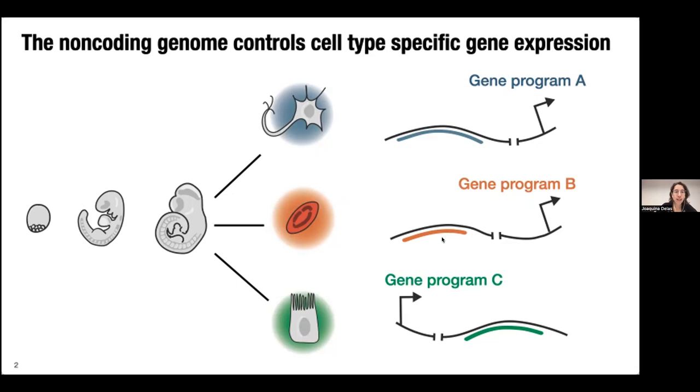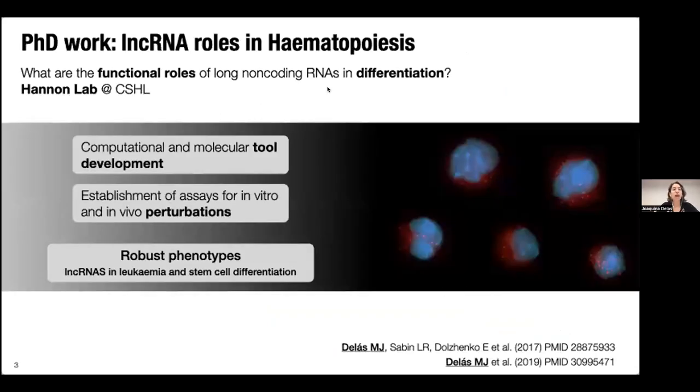This interest started during my PhD, where I joined Greg Hannon at Cold Spring Harbor Labs to study how long non-coding RNAs regulated differentiation, using blood development and blood differentiation as a model. At the time, these enigmatic molecules were of high interest because of their many proposed different roles. One of them was that they could potentially regulate gene expression at the chromatin level. But we really wanted to take a systematic and rigorous approach to identify functional links. So this involved developing computational and molecular tools that I needed for this project, as well as establishing all the assays for in vitro and in vivo perturbations.